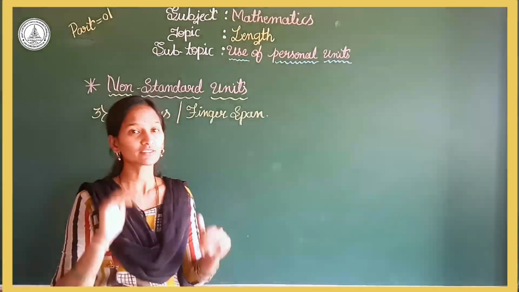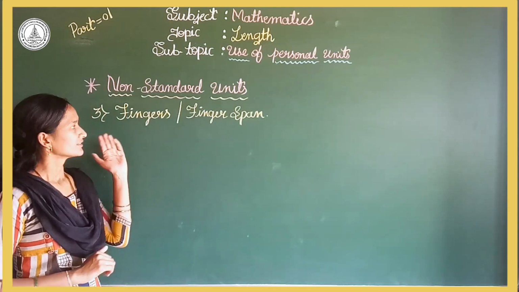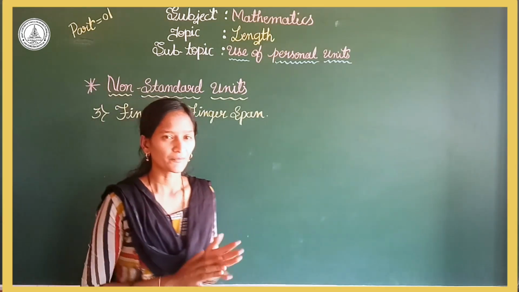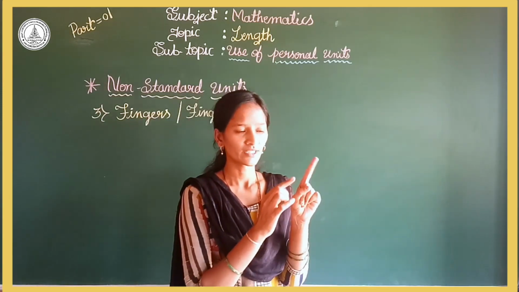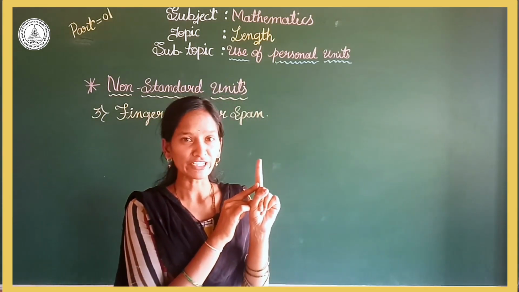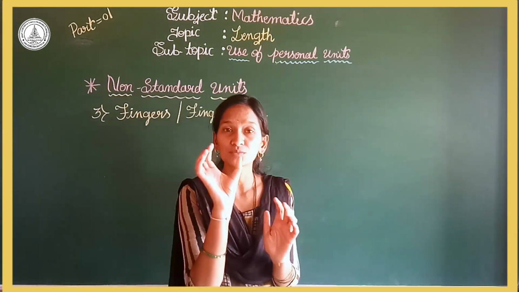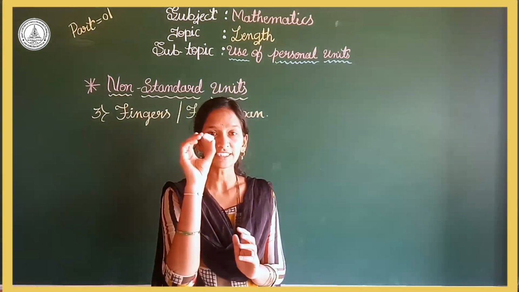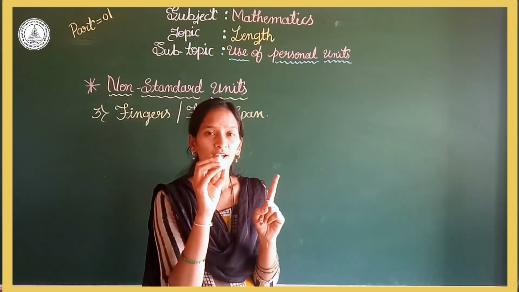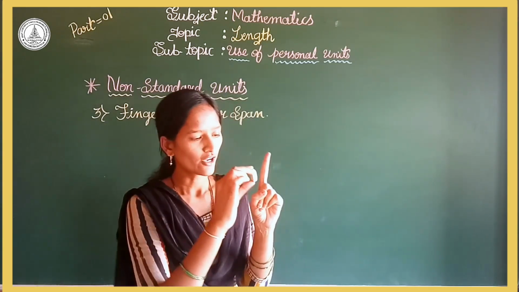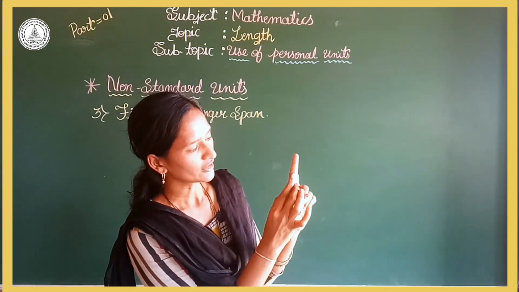Students, now come to the third non-standard unit, that is a finger or a finger span. See, look here. This is a pointer finger, right? By using your fingers, you have to measure small things. Now I am using this eraser to measure by using this pointer finger. See here.